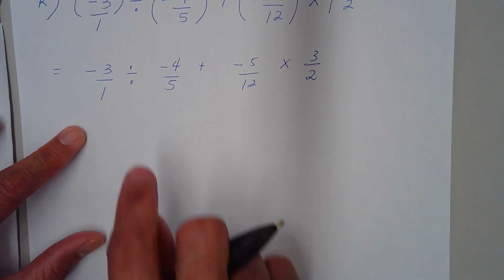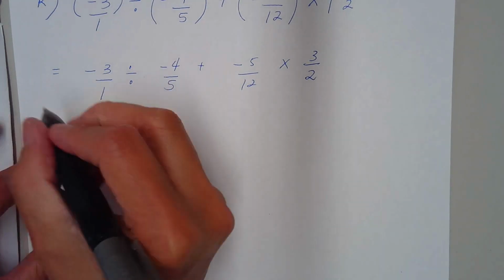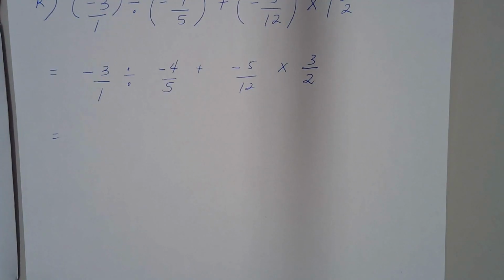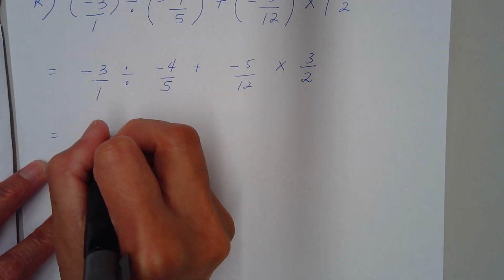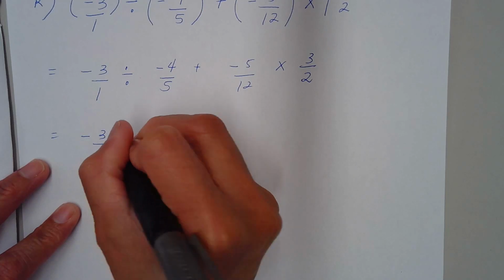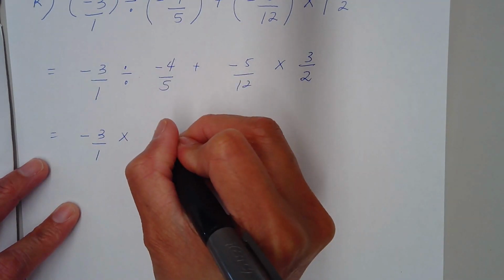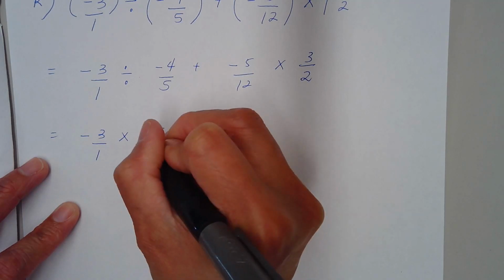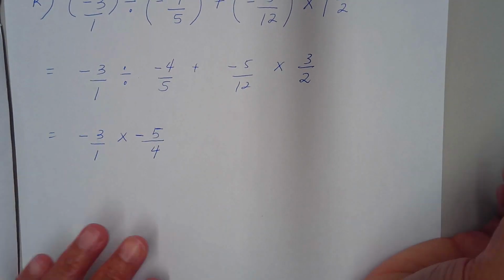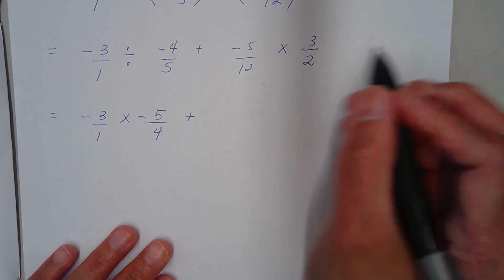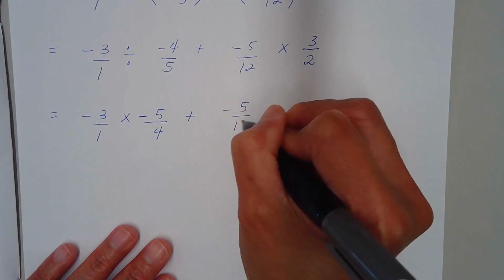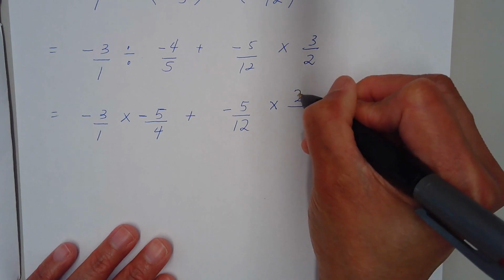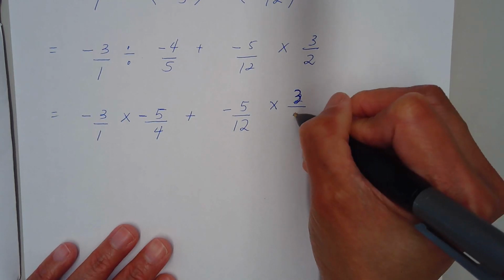Division. I see the division here. The division says we have to multiply by the reciprocal. So negative 3 over 1 multiplied by the reciprocal, which is 5 over 4. We can keep the negative in the top. Plus, I'm going to rewrite everything. Good thing I caught that right away.